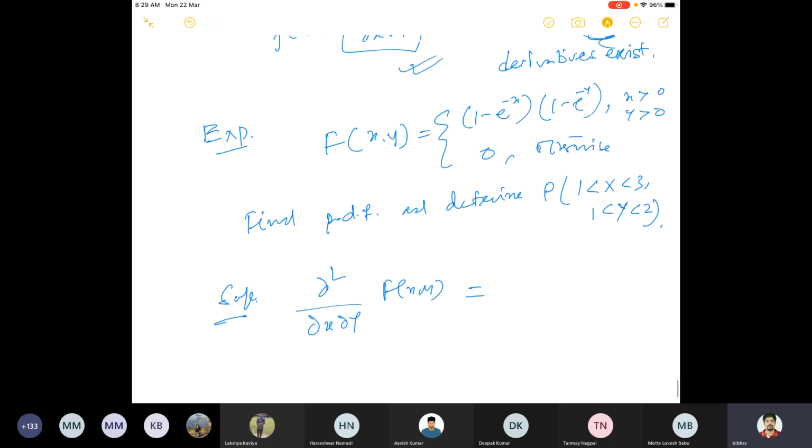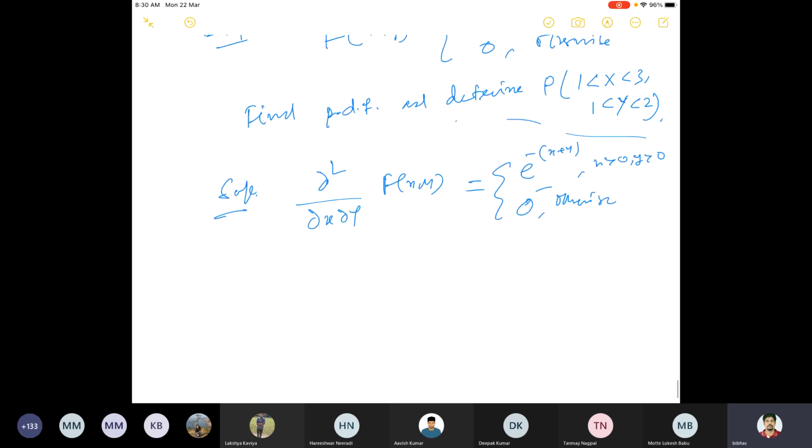So when x, y are positive, you'll get something and 0 otherwise. So if you take the derivative, I think it should be e to the power minus (x plus y) when x is bigger than 0, y is bigger than 0, and 0 otherwise. And then suppose you need to calculate this probability, then you use the same formula. Just you have to calculate the double integration.